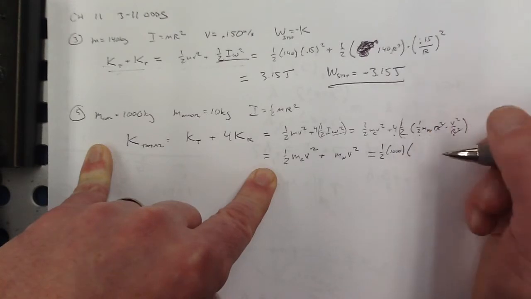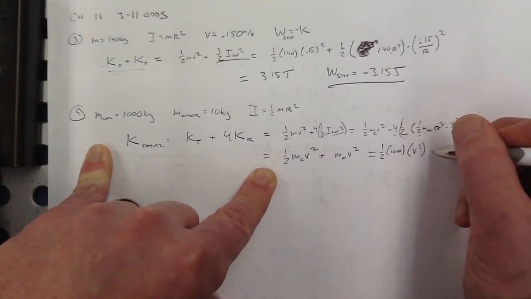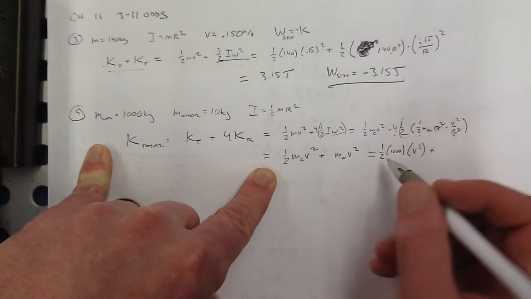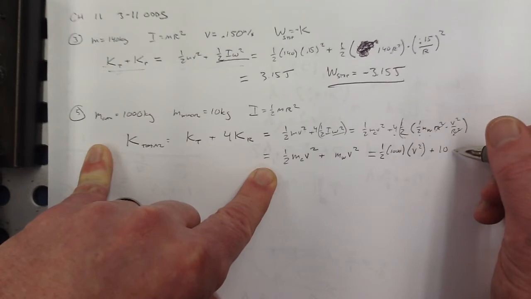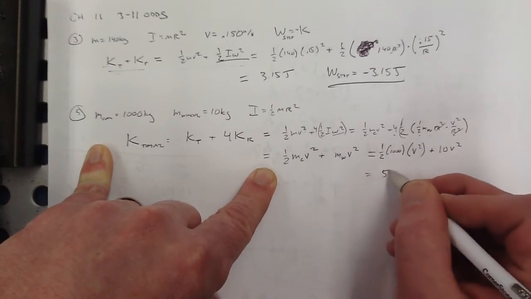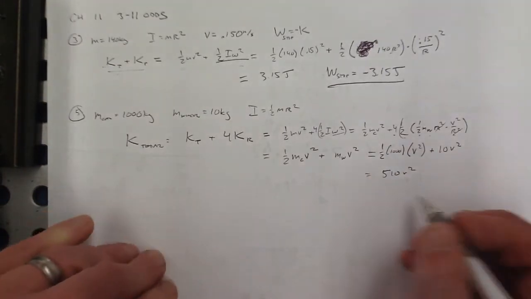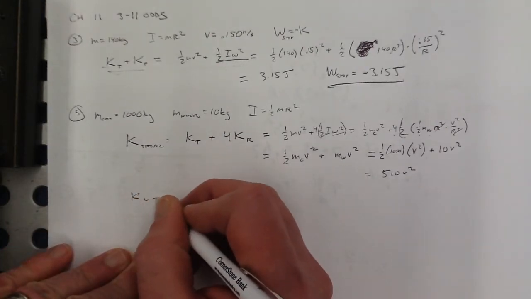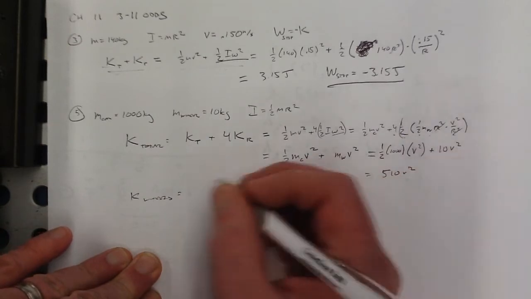Oh, they just want to know the fraction of it, so I don't know the speed, so just leave that as v squared, plus the mass of a wheel times v squared. So that's 510 v squared, and then the kinetic energy of the wheels is just this part.